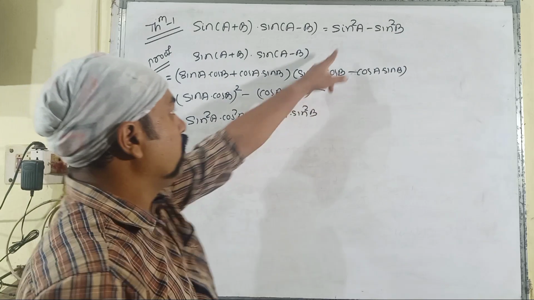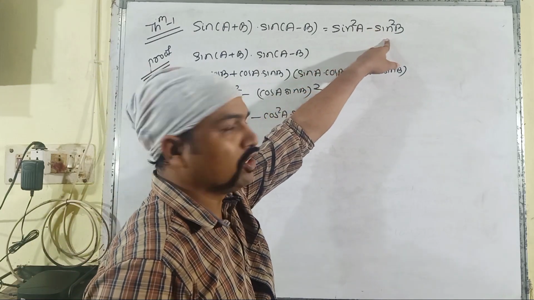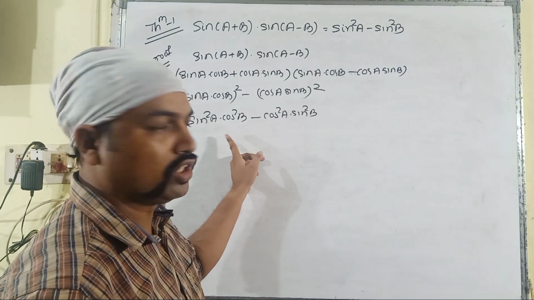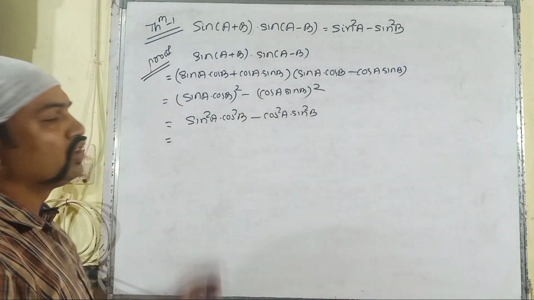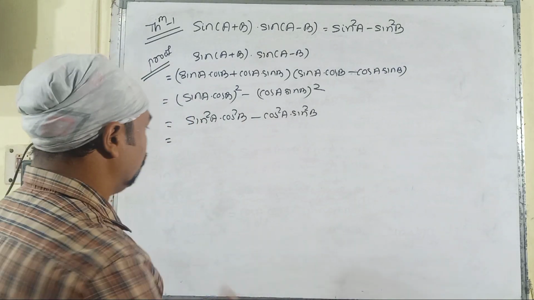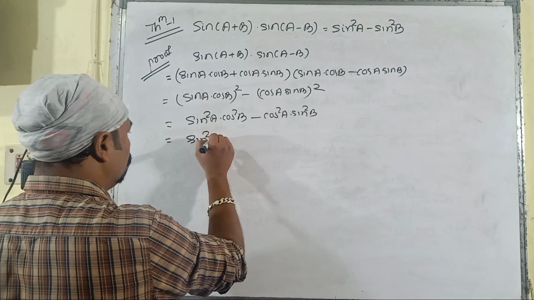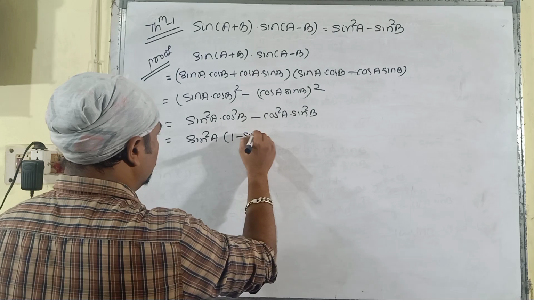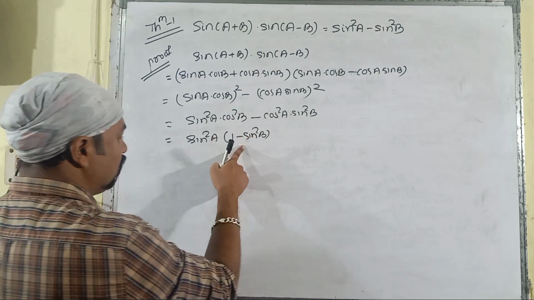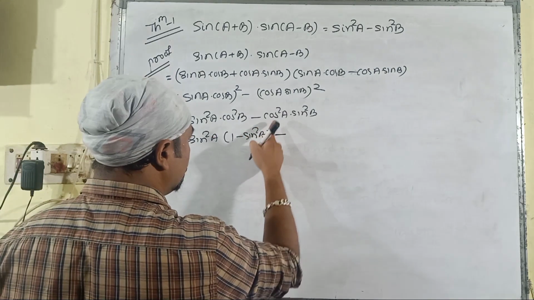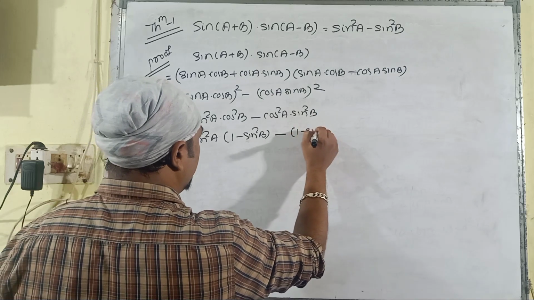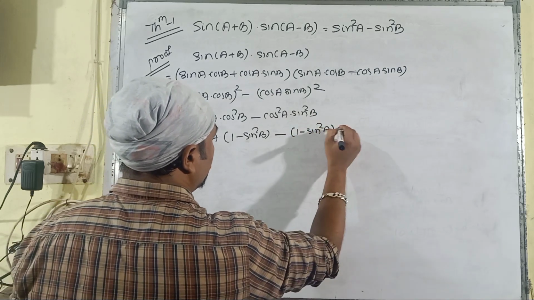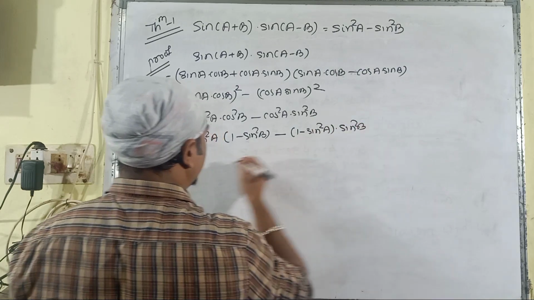As we need only sin square A and sin square B, all of the terms must be from the sine function. So every cosine function will be converted into the sine function. It will be equal to sin square A multiplied with 1 minus sin square B, because the value of cos square B is equal to 1 minus sin square B. Similarly, in place of cos square A, we can write 1 minus sin square A multiplied with sin square B.